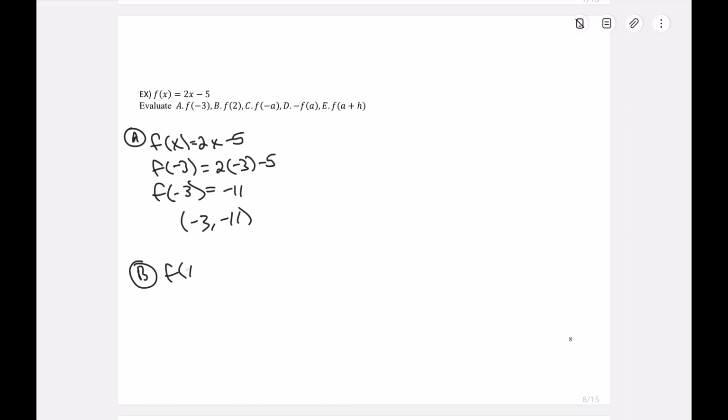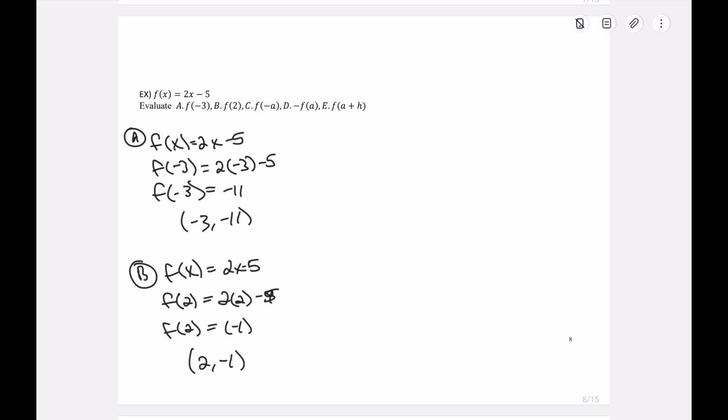Next, we want to look at f of 2. So we would have our equation that we're given, f of x is equal to 2x minus 5. And everywhere we see an x, we're going to plug in a 2. So f of 2 equals 2 times 2 minus 5, and we would get f of 2 would equal negative 1. If we were to write this as an ordered pair, we would have 2, negative 1.